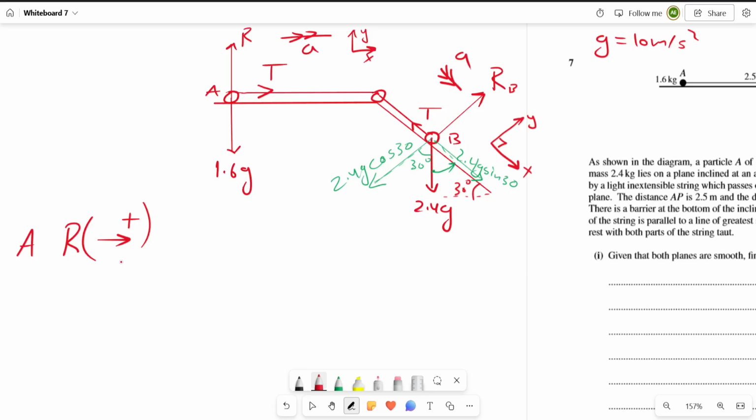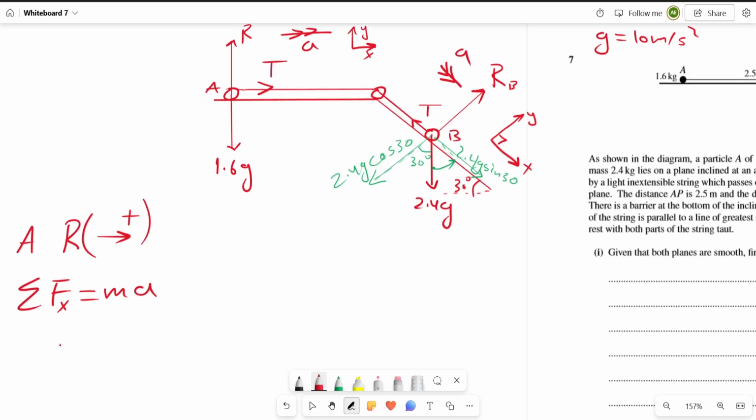So let's think. A is having acceleration, so it's a case of sigma F, or sum of forces, equals mass times acceleration. If A was in equilibrium, then it would have been sigma F equals 0. So sigma F in the X direction equals mass times acceleration. Tension is the only force in the X direction, and it's positive because it's to the right. I don't have any other force, so that's it. It's going to equal mass, which is 1.6 kilograms, times acceleration, which is A. So this is my first equation over here.